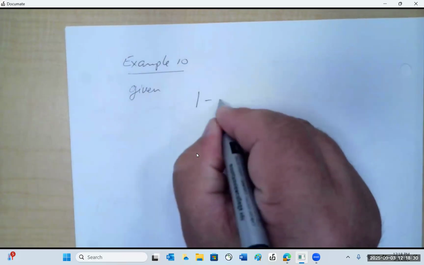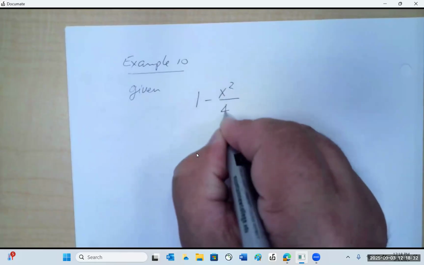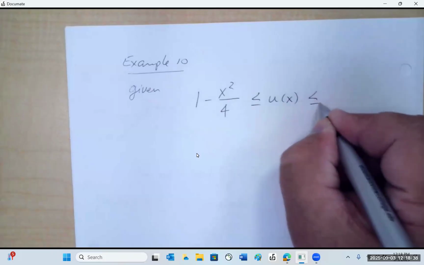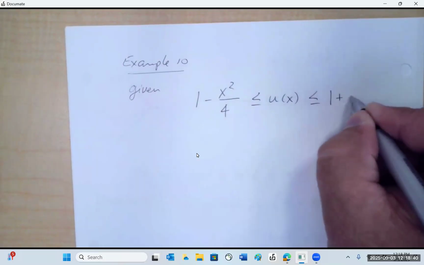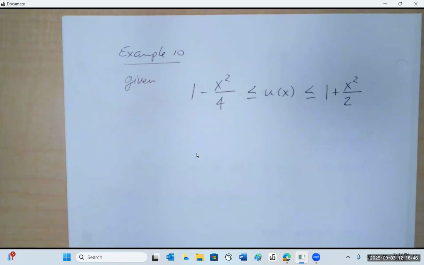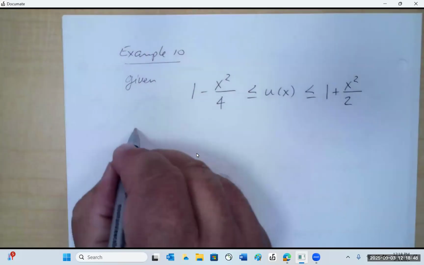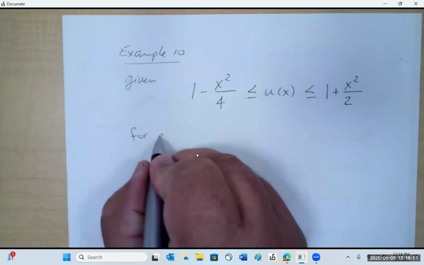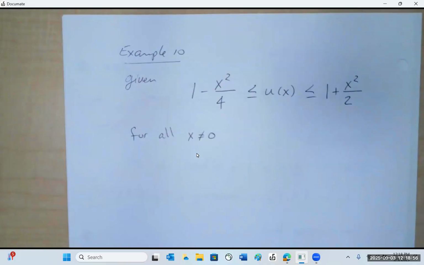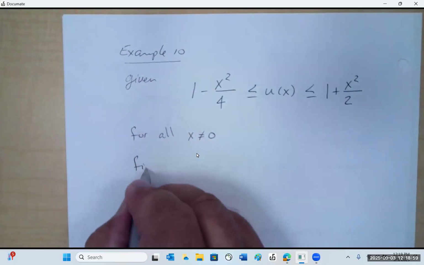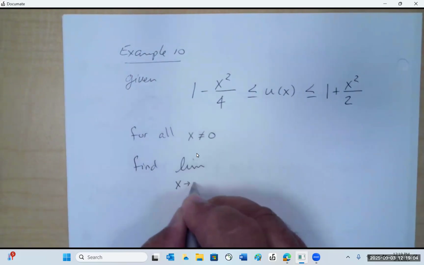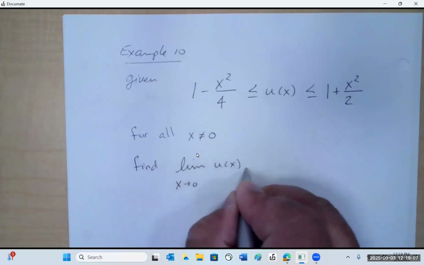Given this, x squared over 4 is less than u of x is less than or equal to 1 plus x squared over 2. This is for all x's not equal to 0. Find the limit as x approaches 0 of u of x.